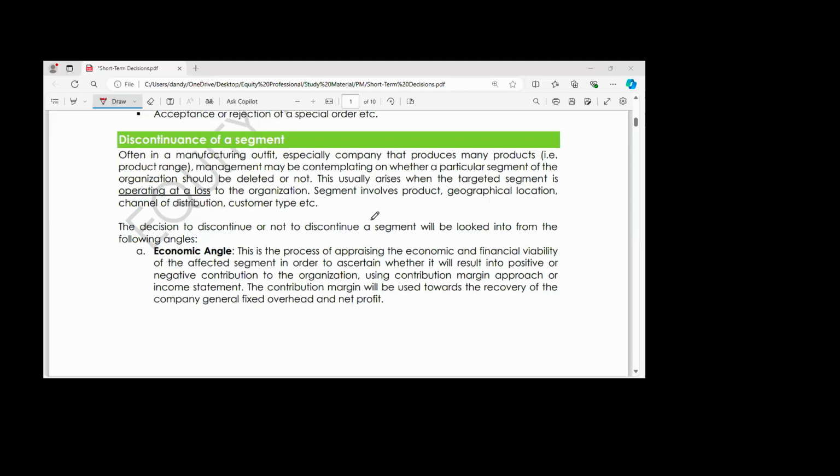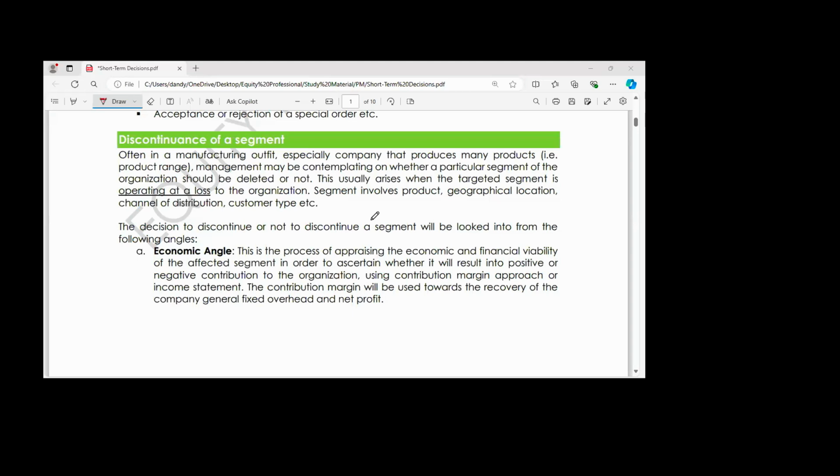Then after that, we began to talk about each of them one by one. We started with discontinuance of a segment, okay? We said that under this discontinuance of a segment, the only reason that makes management contemplate deleting or dropping a particular segment is because that segment is operating at a loss. Therefore, under deleting of a segment, the most important thing you need to do is to compare the cash inflow from that affected segment versus the relevant cost of making the segment. So whether it will result in a positive or negative contribution, using contribution margin statements or income statements.